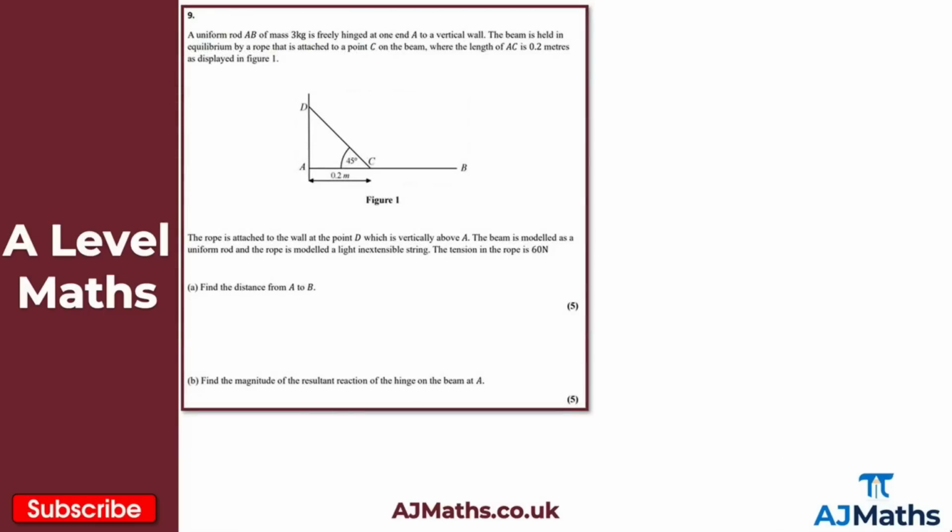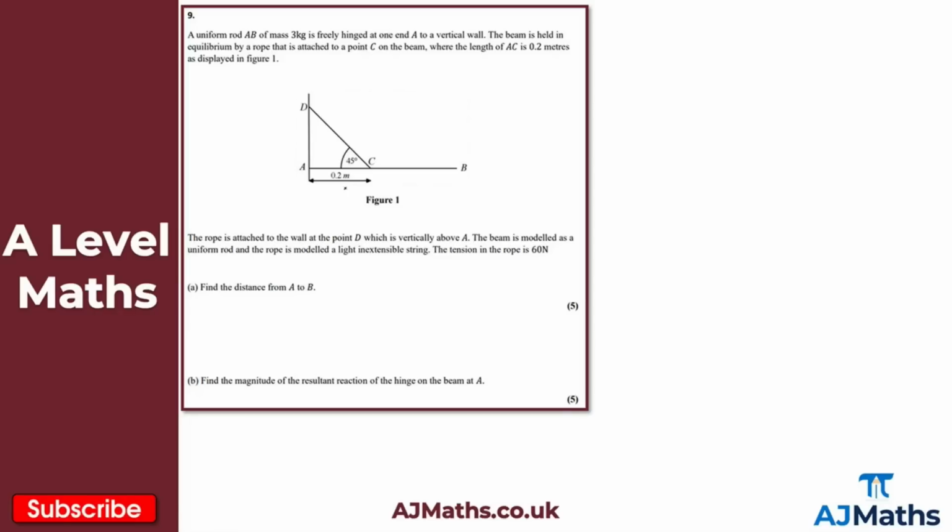If we take a look at question 9, we've got a uniform rod AB of mass 3 kilograms freely hinged at one end A to a vertical wall. The beam is held in equilibrium by a rope that is attached to a point C on the beam, where the length of AC is 0.2 meters. We can see that in figure 1. The rope is attached to the wall at the point D, which is vertically above A, and the beam is modelled as a uniform rod, and the rope is modelled as a light, inextensible string. We're also told that the tension in the rope is 60 newtons.